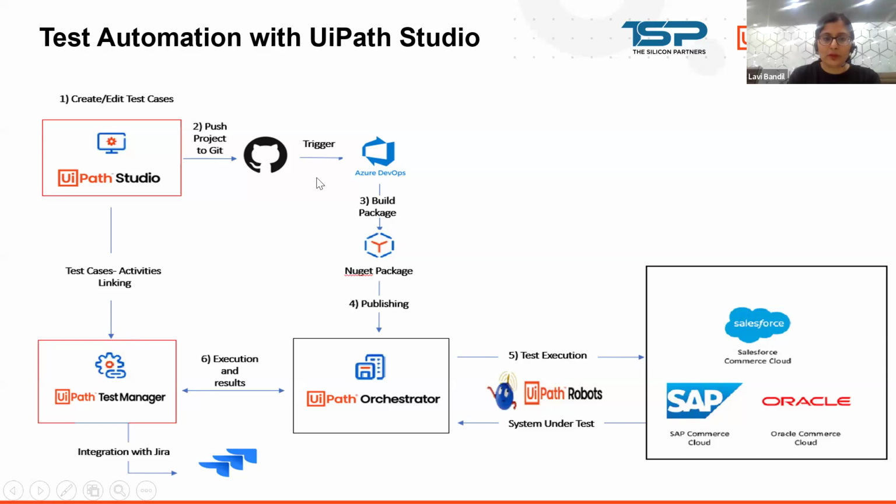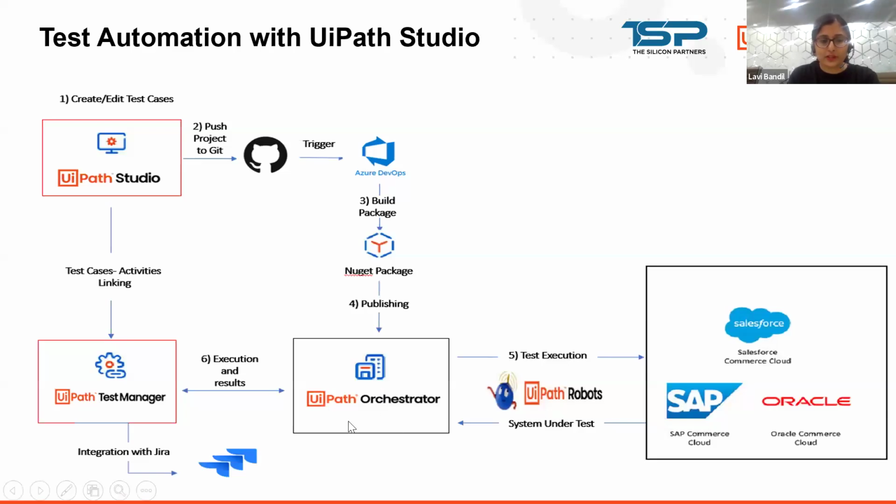And after that, we will publish that. So when we publish that particular test project, it will go to the orchestrator. So what we have to do here in the orchestrator is create a test set, and we have to link that test set to the test manager, because UiPath Test Manager does not, from now, have the capability to run test cases. So we need the orchestrator for that.